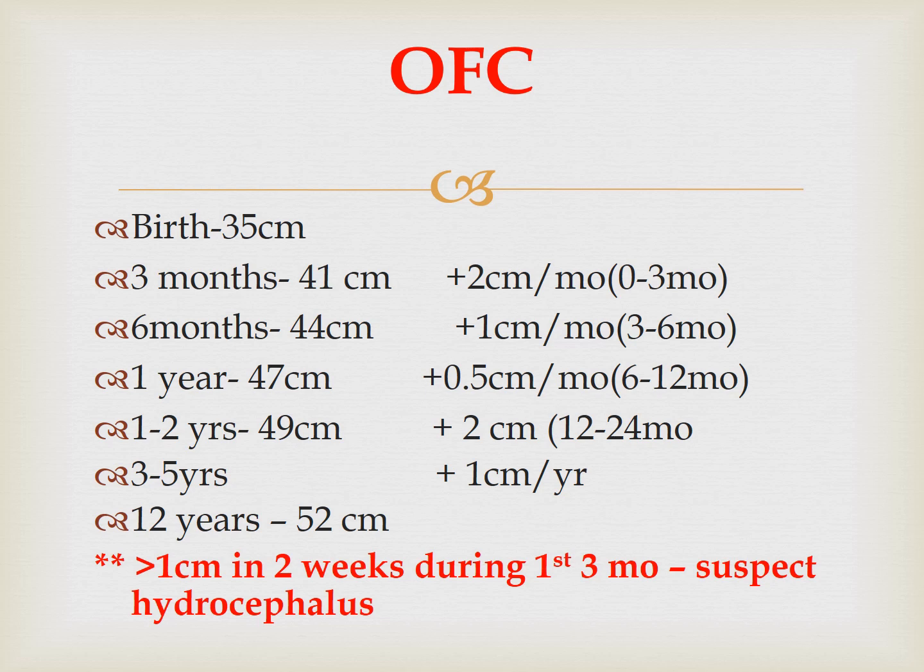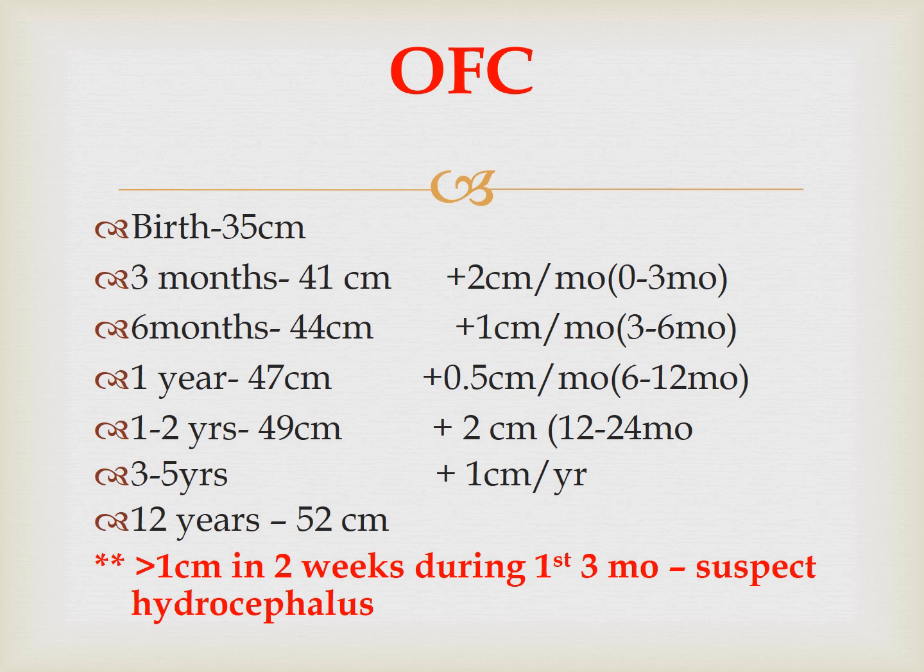Now, the velocity of head growth. At birth, the average circumference considered is 35 centimeter. Then in the first 3 months of life, there is a gain of plus 2 centimeter per month. So if it is 35 centimeter at birth, then by 3 months, 2, 4, 6 centimeter gives you 41 centimeter. After 3 months till 6 months, there is a gain of plus 1 centimeter per month. Then from 6 months to 12 months, the gain is 0.5 centimeter per month.